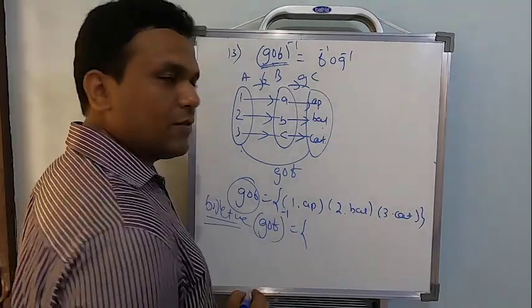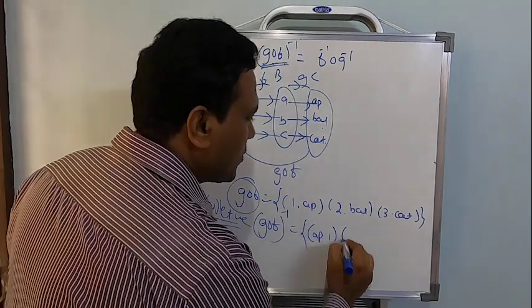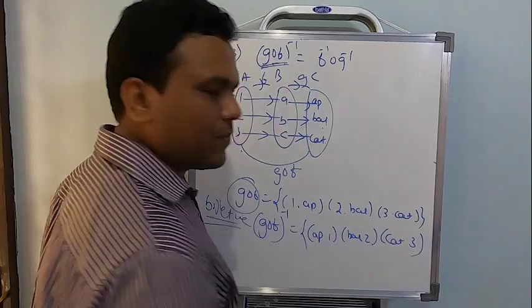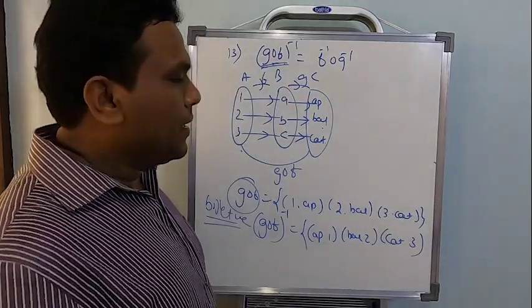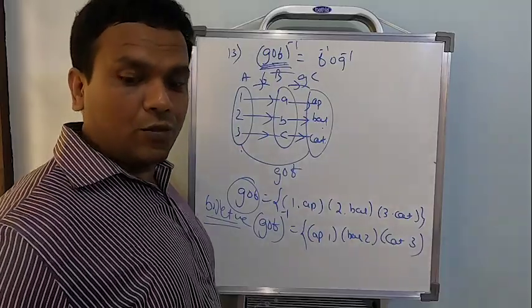G of f the whole inverse. What to do? Change this. Apple comma 1, ball comma 2, cat comma 3. Clear? Right. Now this is the left hand side. It's over. What is that I need to find?